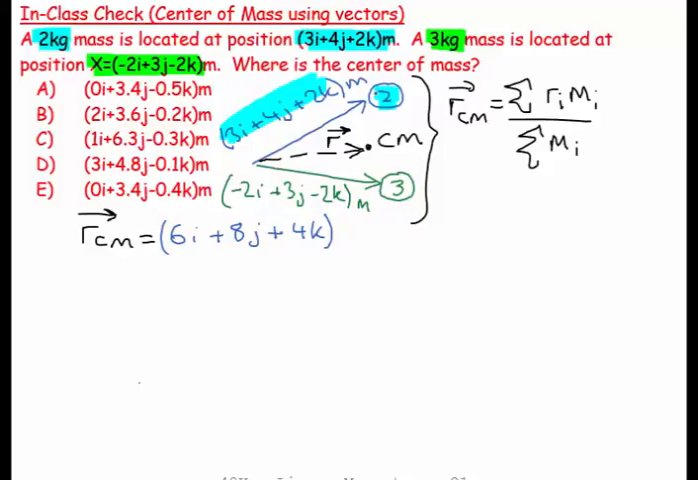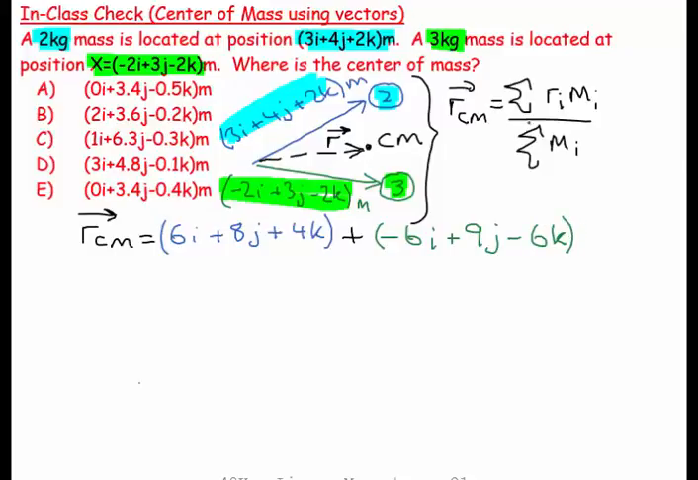That's my first one. And then I've got to add to that, because that's what that summation sign means. I've got to add my second one. For my second one, I'm going to say not minus 2i, but 3 times that, minus 6i. And then added to not 3j, but 3 times that, 9j. And not minus 2k, but 3 times that, minus 6k.